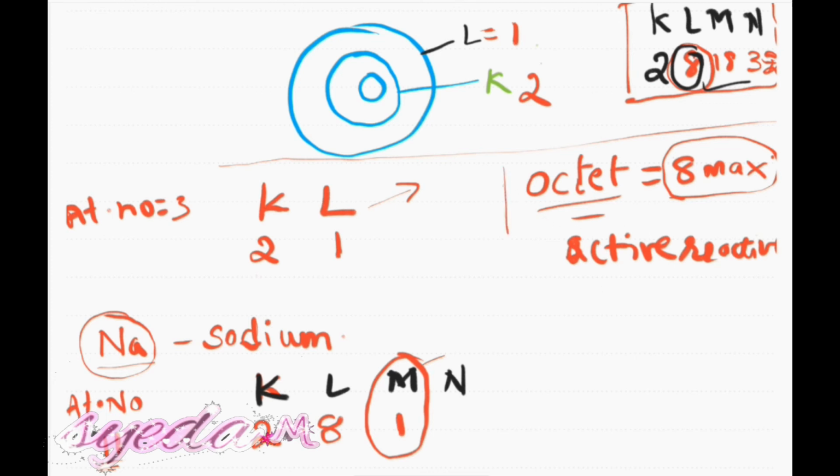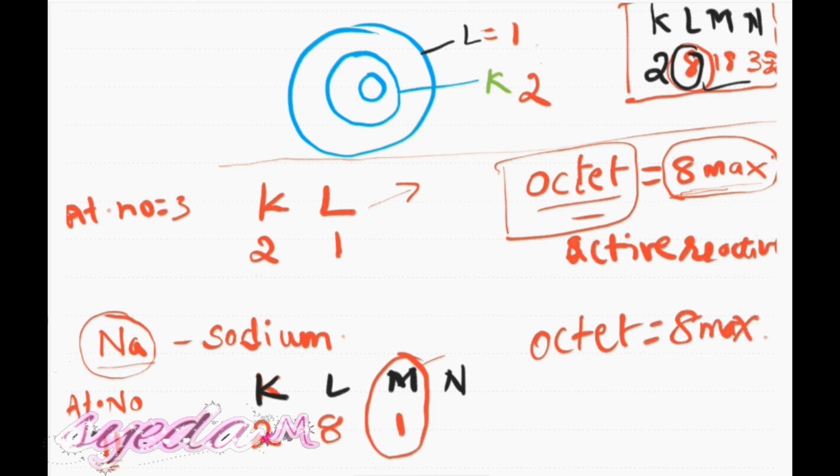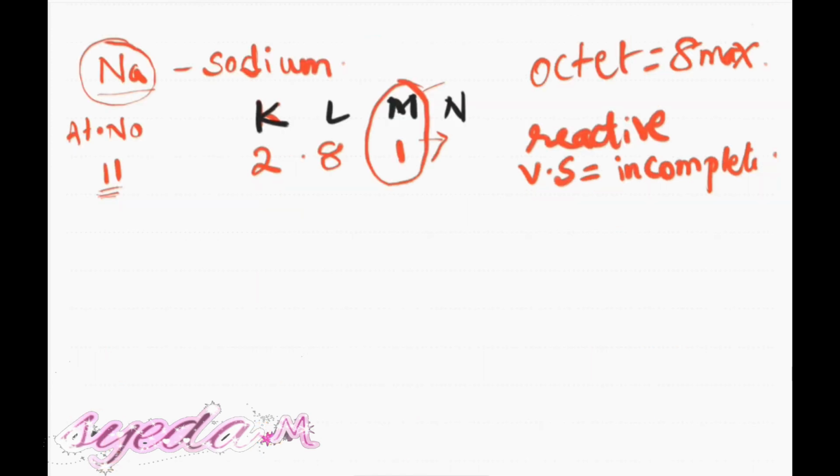What we need to see is that every shell after the first shell should take a maximum of 8 electrons. And this also is not following the octet rule. It has less than 8. It is not taking the maximum of 8. So, sodium and lithium are highly reactive elements, since the outermost valence shell is not completely filled.